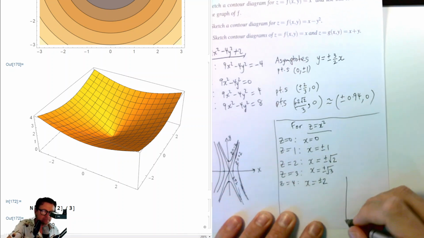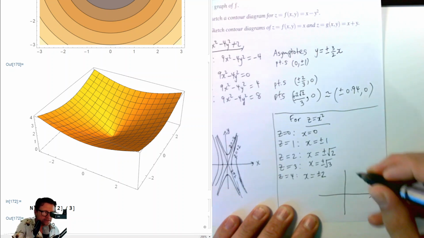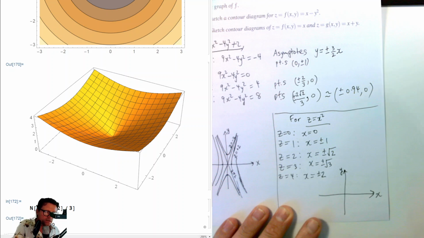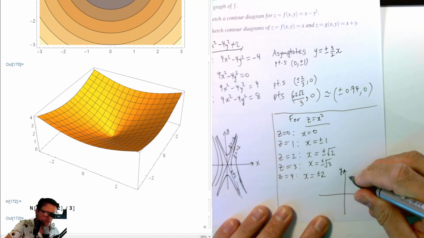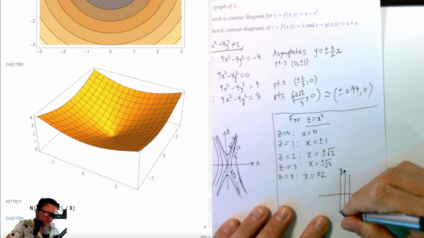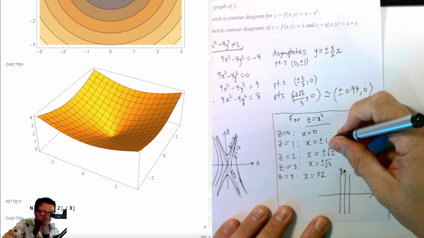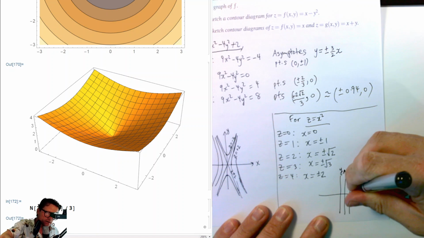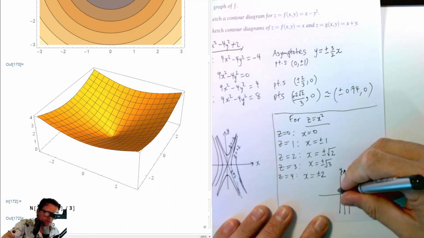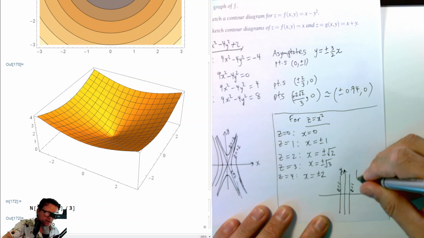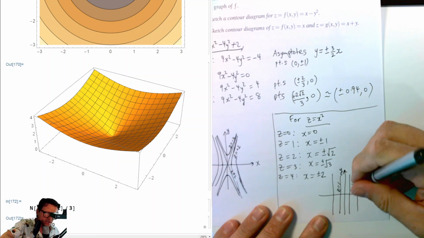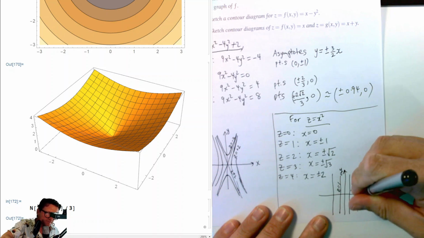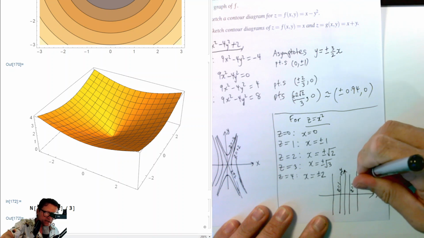Okay, so let's sketch x, y. Now, what do these look like? Well, they're lines, they're vertical lines, right? So we've got this, then we've got these two. So this is x equals plus or minus 1, which is z equals 1. Okay, then out here, we've got other lines. So this is z equals, because I put this at 2, right? So that's z equals 4, and so on.